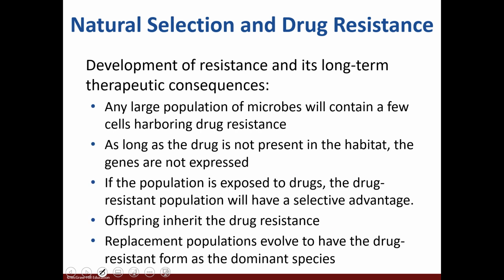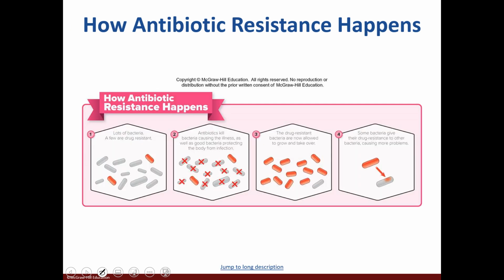Within a population, only a few cells have drug resistance. If the drug is not present, those resistance genes won't be expressed. Once the resistant organisms are exposed to the drug, the genes will be expressed and passed to their offspring. The resistant form will then dominate the population. We can see the small resistant population, and once an antibiotic is administered, the non-resistant forms are killed and the resistant ones survive. The resistant forms multiply and can transfer those resistance genes.